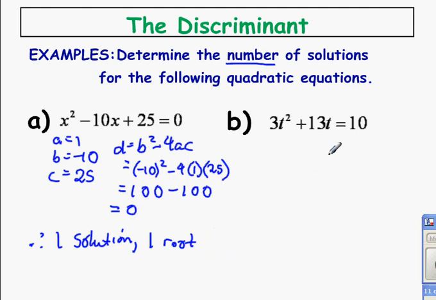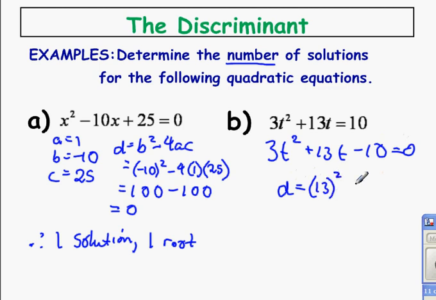Okay, the second one here, before we can use the discriminant, you have to put it into standard form. Otherwise, it's not going to make any sense. You're going to get the wrong answer. So 3t squared plus 13t minus 10 equals 0. Okay, we substitute a, b, and c into the discriminant. So the discriminant equals 13 squared minus 4 times 3 times negative 10.